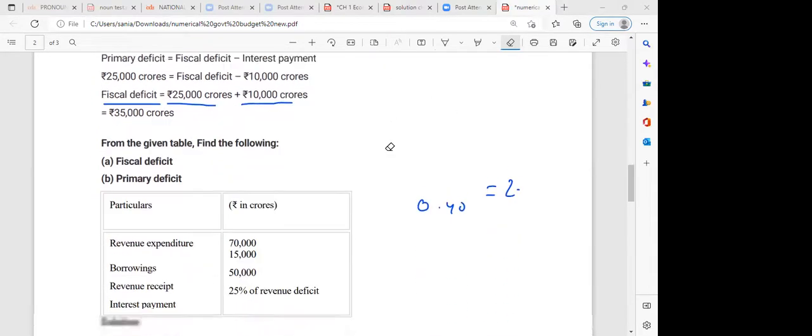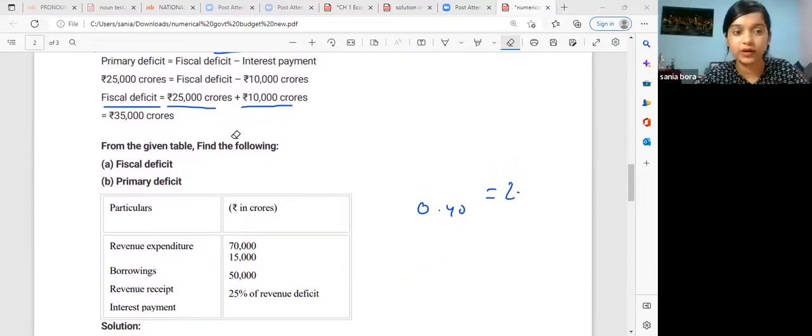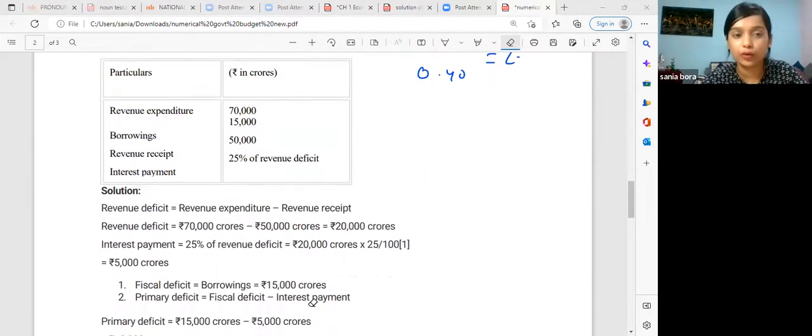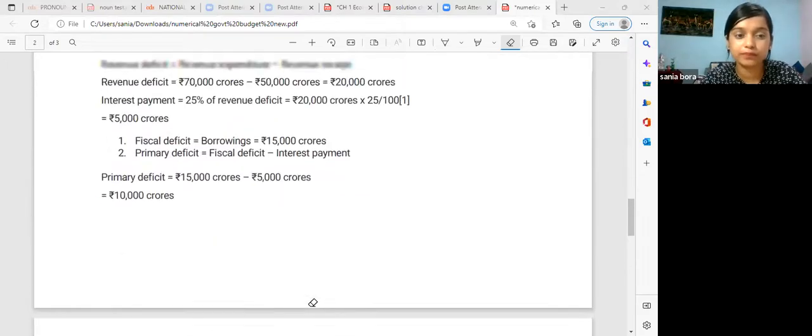Yes, ma'am. Okay, so this is the question which you are going to do over here. From the given table, you have to find the primary deficit and the fiscal deficit. Just try to adjust these entries: revenue deficit is 70 and borrowings are 50, revenue receipt is 50, and interest payment is 25% of revenue deficit. I'll let you know how you're going to do this.